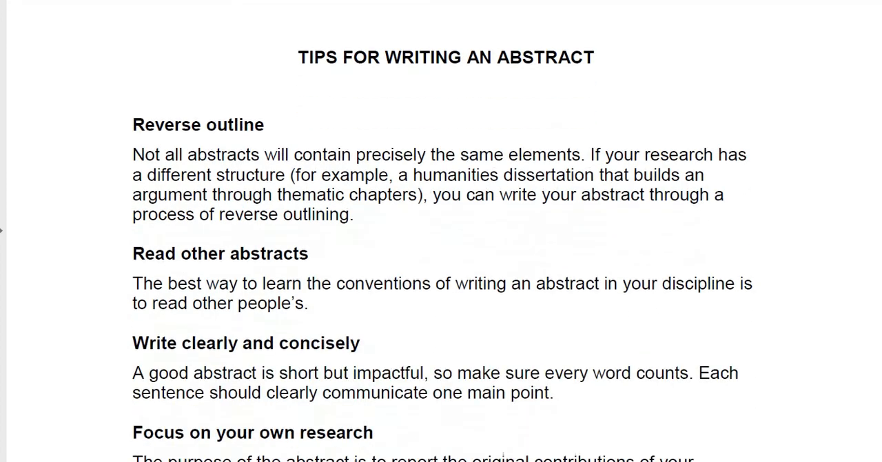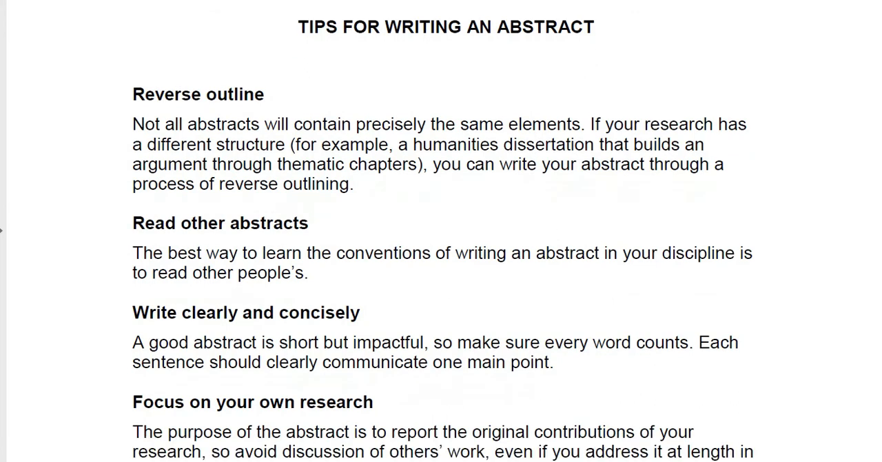Alright, my dear students. Here we have read other abstracts. Yes, it's very important to read other abstracts to get a good idea of what you are going to write. Here it says the best way to learn the conventions of writing an abstract in your discipline is to read others' work, because you probably already read lots of journals, scientific articles and theses by conducting your literature review. So try using them as a framework for structure and style too.